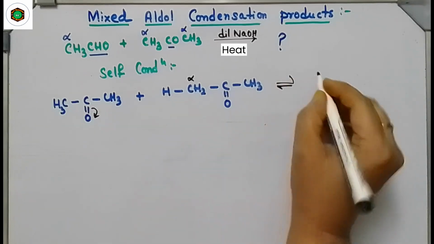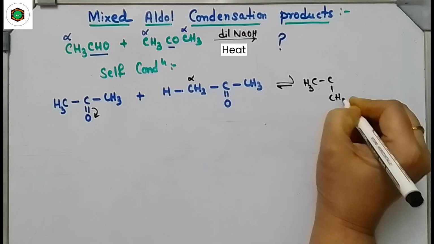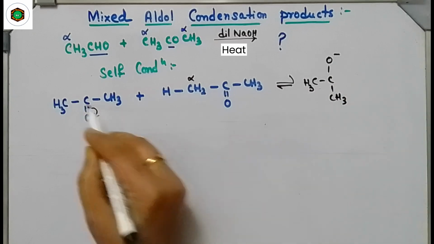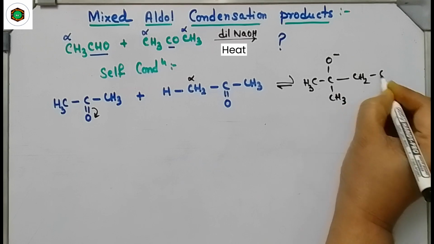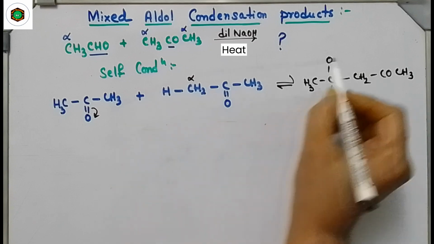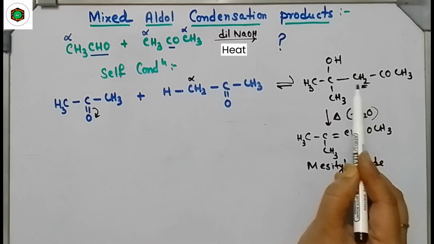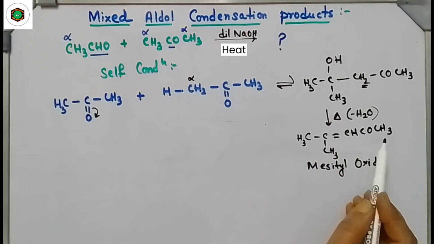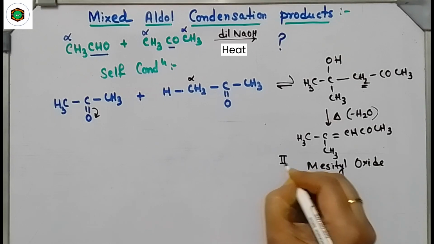So here other parts you write as it is, CH3, CH3, here O minus, this carbon and this carbon will make carbon-carbon bond. Then COCH3, and break this bond and this hydrogen you attach here. Then by heating, dehydration of water takes place, H from here, OH from here, so we will get this alpha beta unsaturated carbonyl compound, mesityl oxide. This is product number 2.